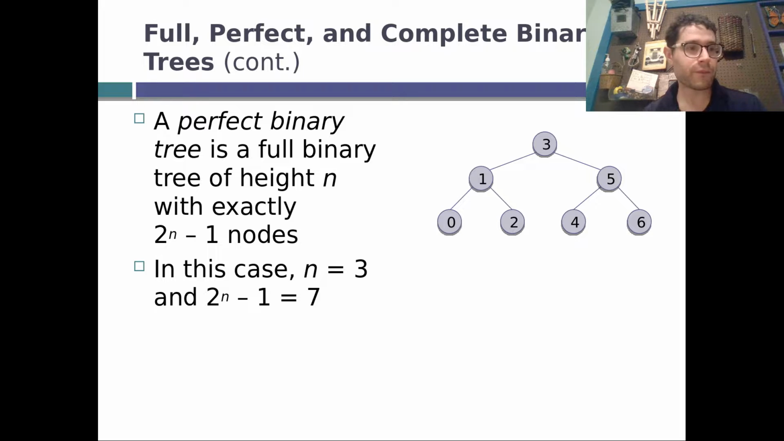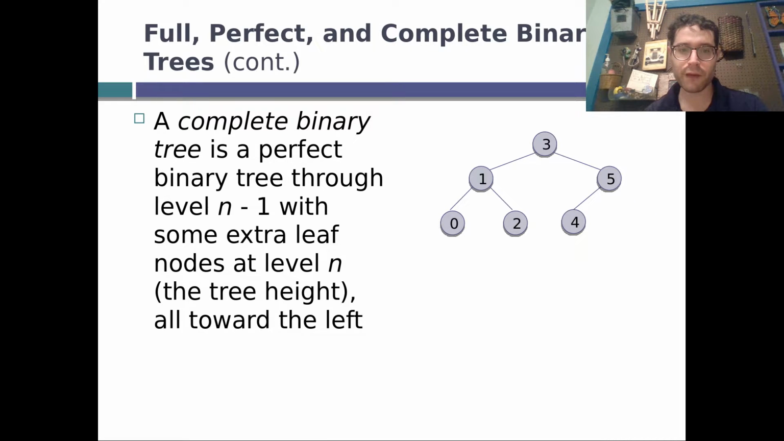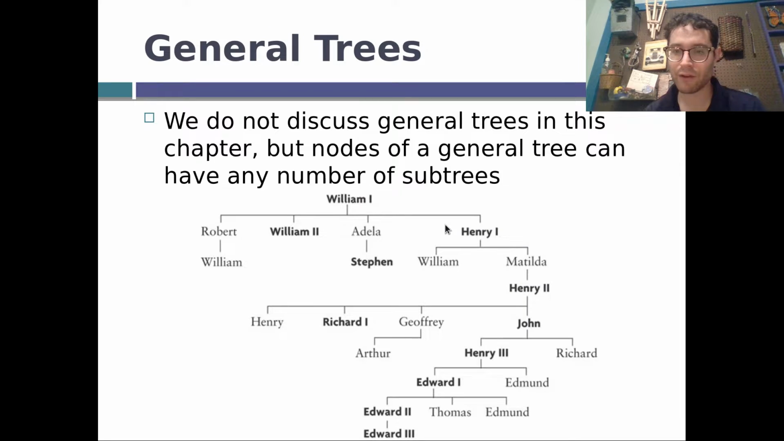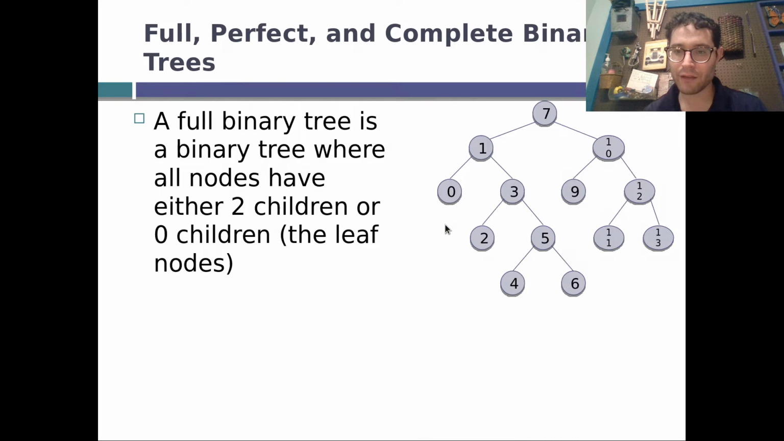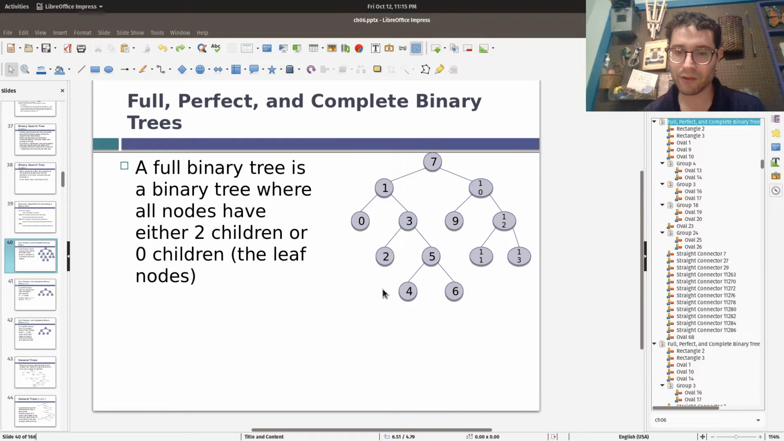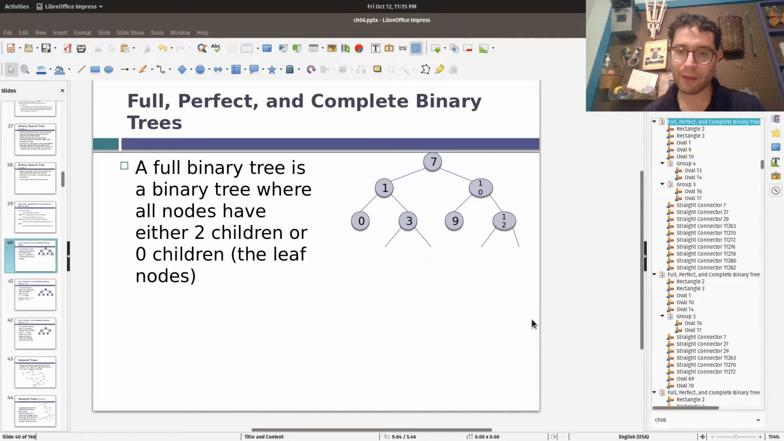So complete is kind of weird. They're perfect up through level n minus 1, except with some extra leaf nodes at level n, all towards the left. So there are a couple cases where I want to just show that off. So this is not a complete tree, okay? And in fact, this is a complete tree. It also happens to be perfect.